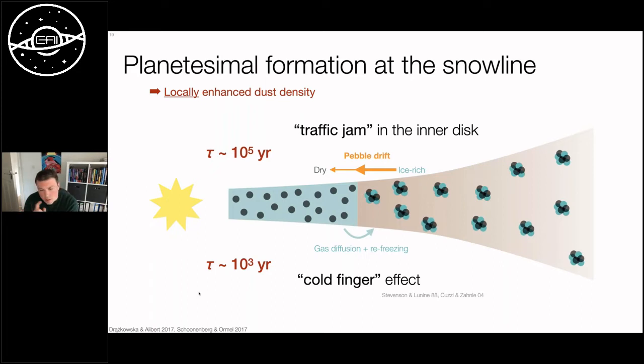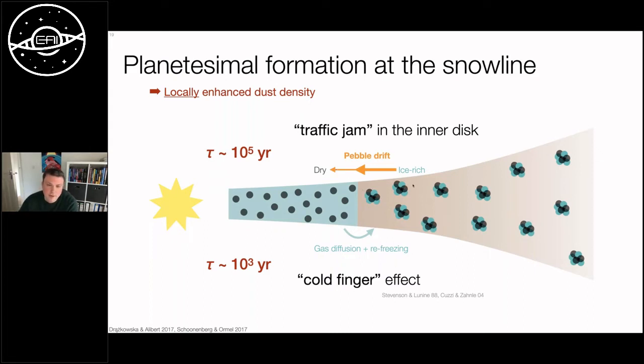Now, with the enhanced picture of dust redistribution and coagulation in the disk, two specific mechanisms come into focus that locally enhance the dust density at the snow line and make it the prime location for local planetesimal formation. Not disk-wide, but local. There are two effects operating. One is called the traffic jam effect and one is called the cold finger effect.